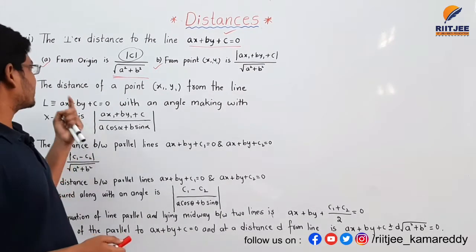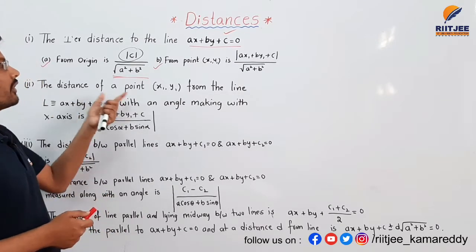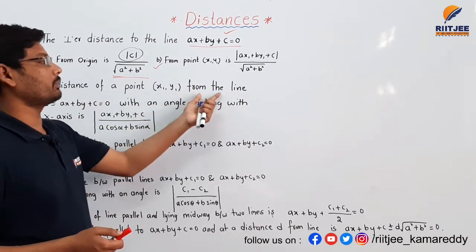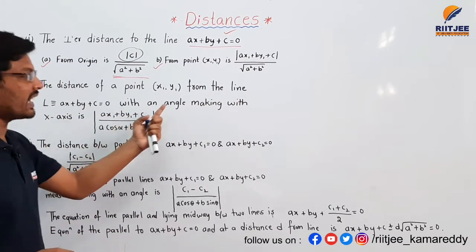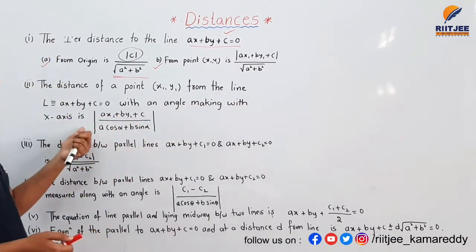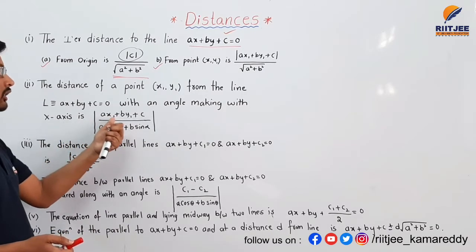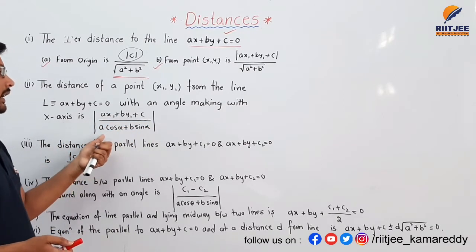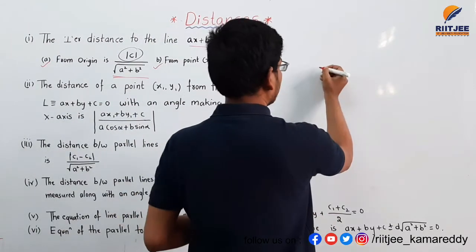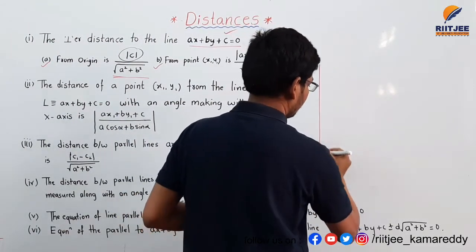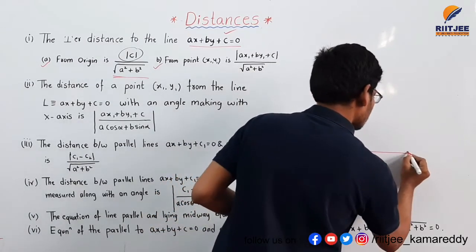Here the second point is the distance of a point x1 y1 from the line ax plus by plus c equals 0, measured along a direction making an angle with the x-axis. It is ax1 plus by1 plus c divided by a cos alpha plus b sin alpha. I am explaining the second point, listen carefully.